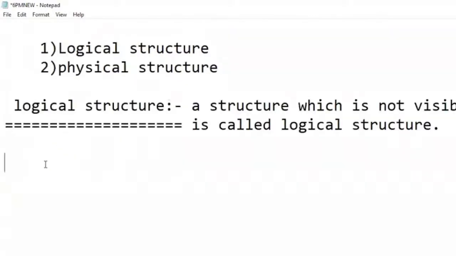But in this logical structure only, developers are working. Suppose I'm a PL/SQL developer, you're a SQL developer, Java developers, .NET developers, Python developers, ETL developers. These all persons are working in a logical structure. That logical structure contains tables in Oracle, SQL Server, and MySQL. Views are there, synonyms are there, indexes are there. These are all database objects.